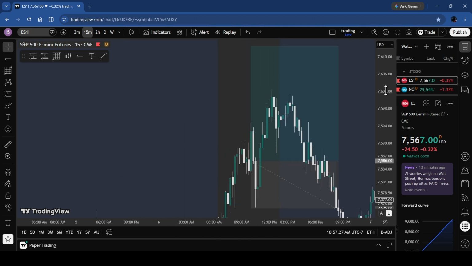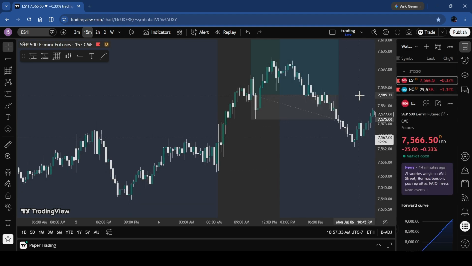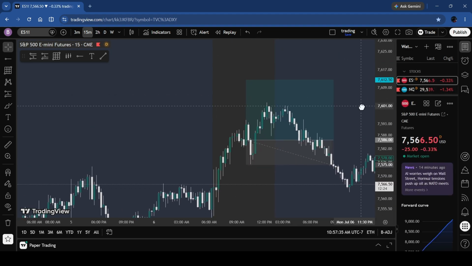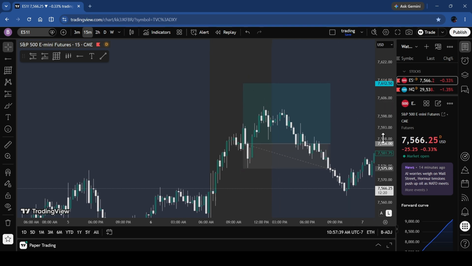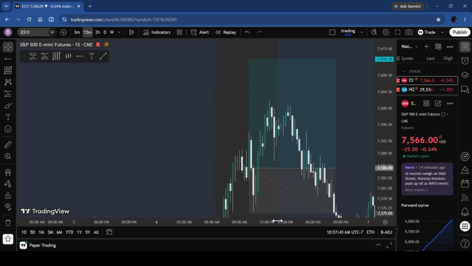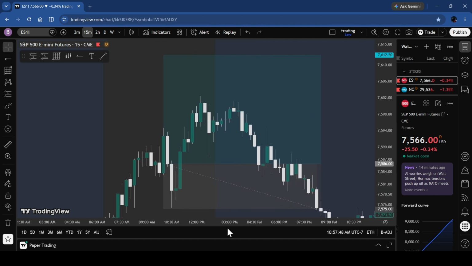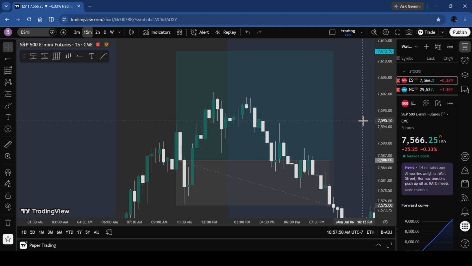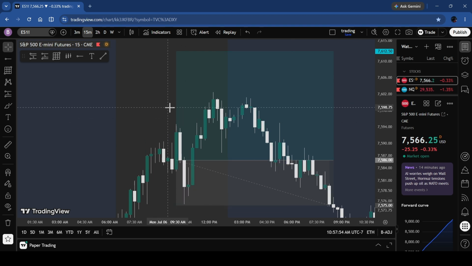There was no SMT, but Nasdaq was clearly more bearish compared to the S&P 500, which is why I took it on ES. So I took a partial, which I don't usually do, because I was uncertain that this trade would play out. And if that's the case, then why did I take this trade to begin with? So that was my first mistake, that I shouldn't have taken it.